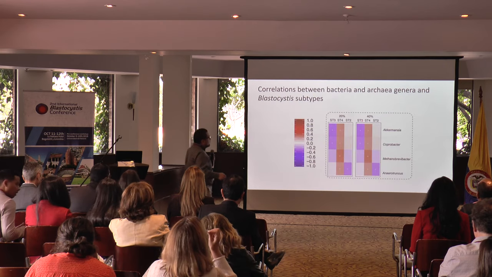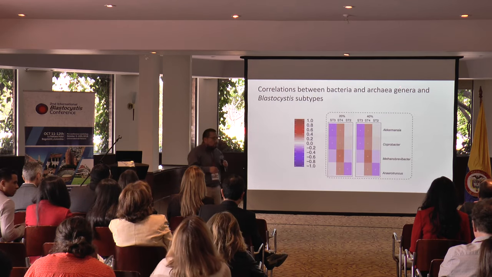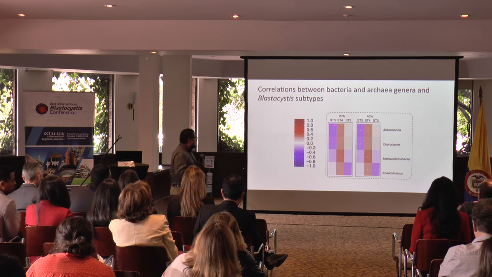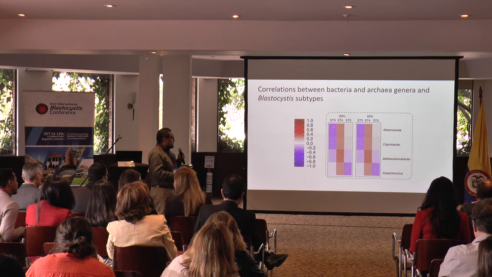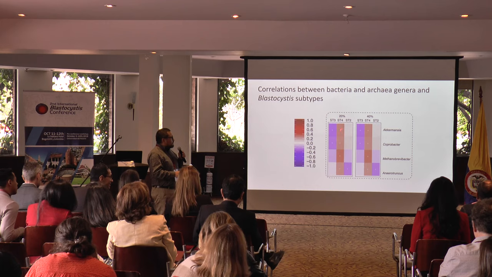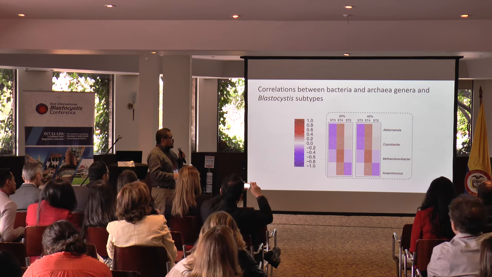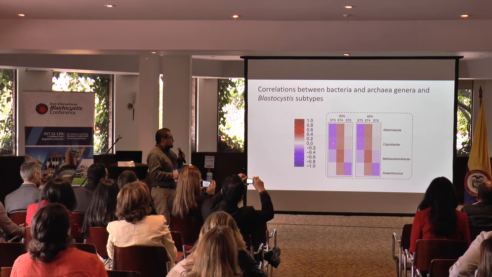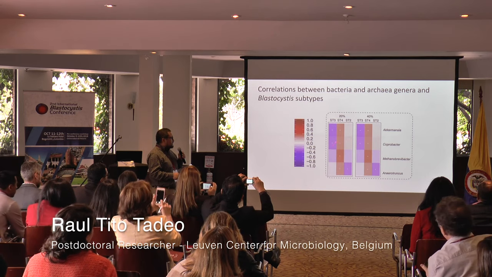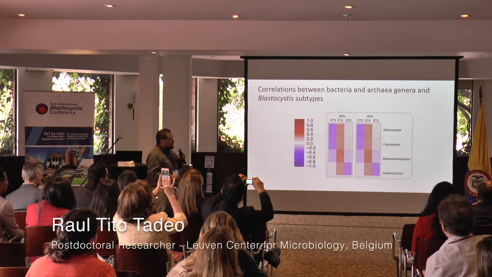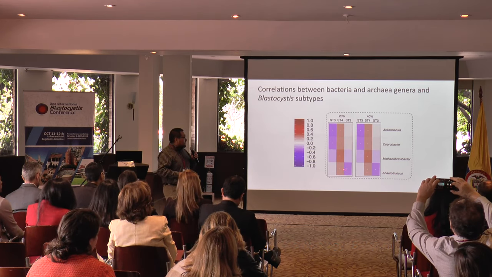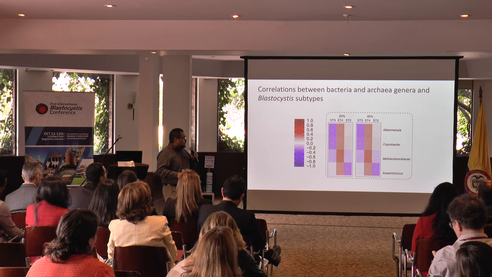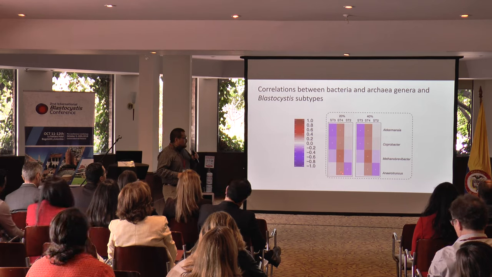Now, looking at co-occurrence or co-exclusion, as you can see here, Akkermansia is negatively correlated, because it's blue, with subtype 3, and positively correlated with subtype 4. Coprobacter is positively correlated with subtype 4 and negatively correlated with subtype 3. Methanobrevibacter is positively correlated with subtype 4. And Anaerotruncus is positively correlated with subtype 4 and negatively correlated with subtype 2.